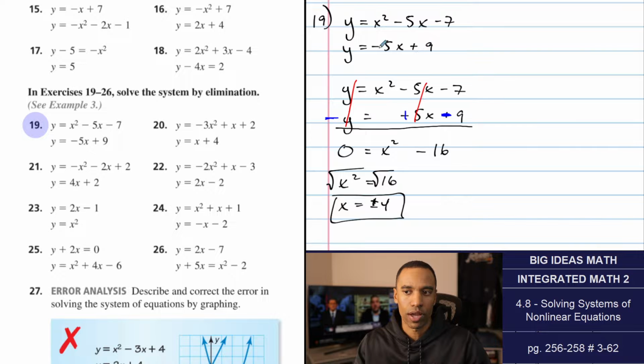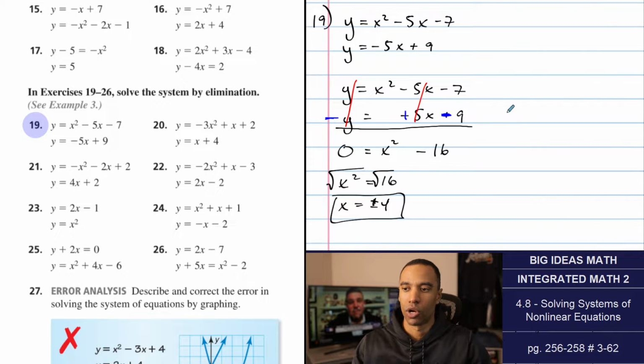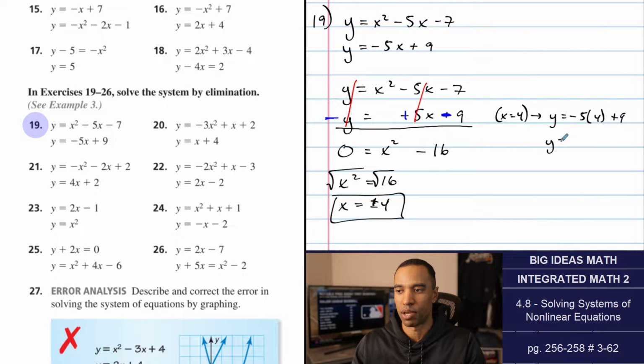This is where you can use either equation. Of course, I'll probably use that bottom one. So we're going to say y equals, if x equals 4, y equals negative 5 times 4 plus 9. Don't write plus or minus 4. Have them separate. Negative 20 plus 9, which is negative 11.